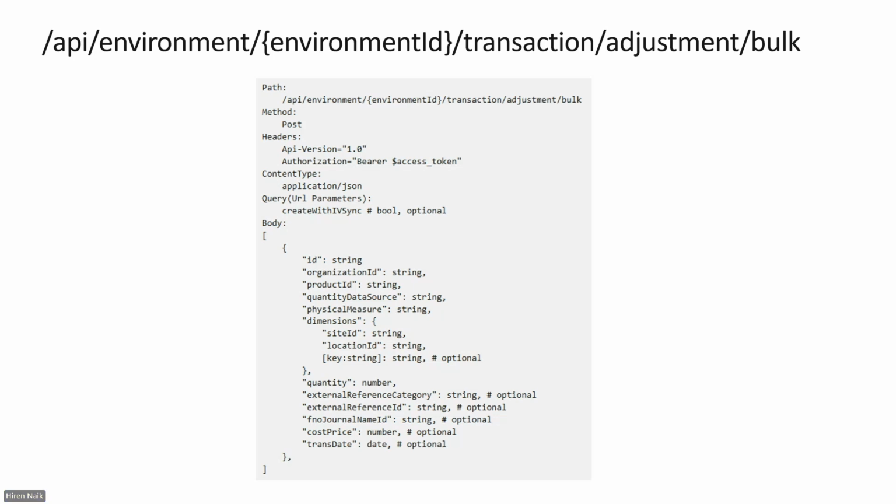In addition to these 3 fields, we have also provided a capability to specify a cost price. When you do inventory adjustments and you want a specific cost price to be applied, you can do that along with the transaction date. Now, please note that the external reference category, reference ID, and journal name are for reference purposes. However, cost price and transaction date can be used for the aggregation logic. So apart from the inventory dimensions, if you have specified cost price and transaction date, those 2 fields will also be used for aggregating the transactions.